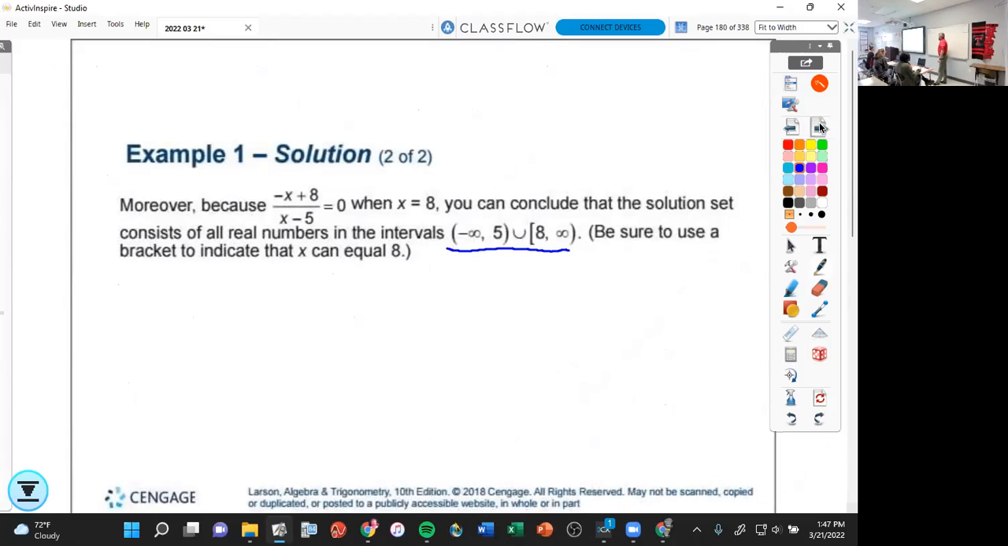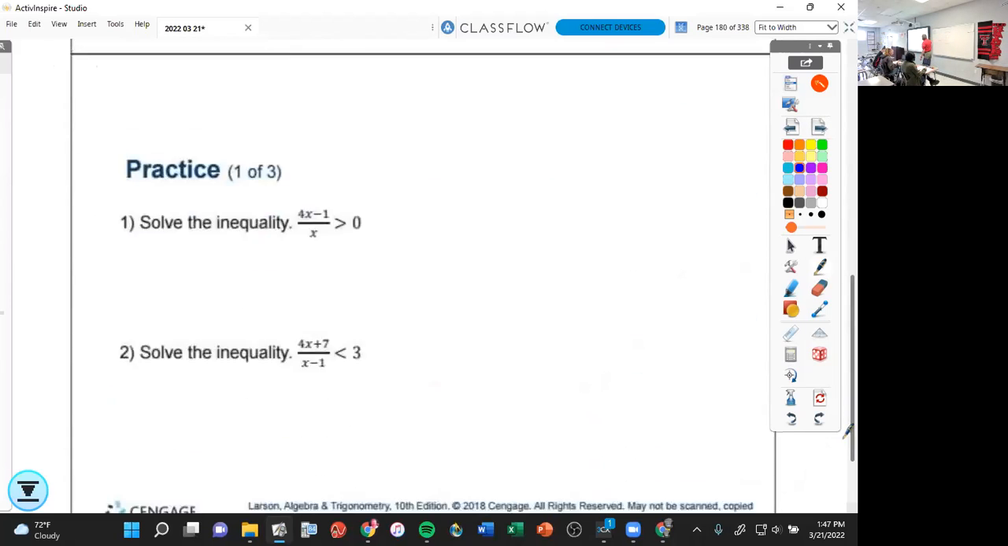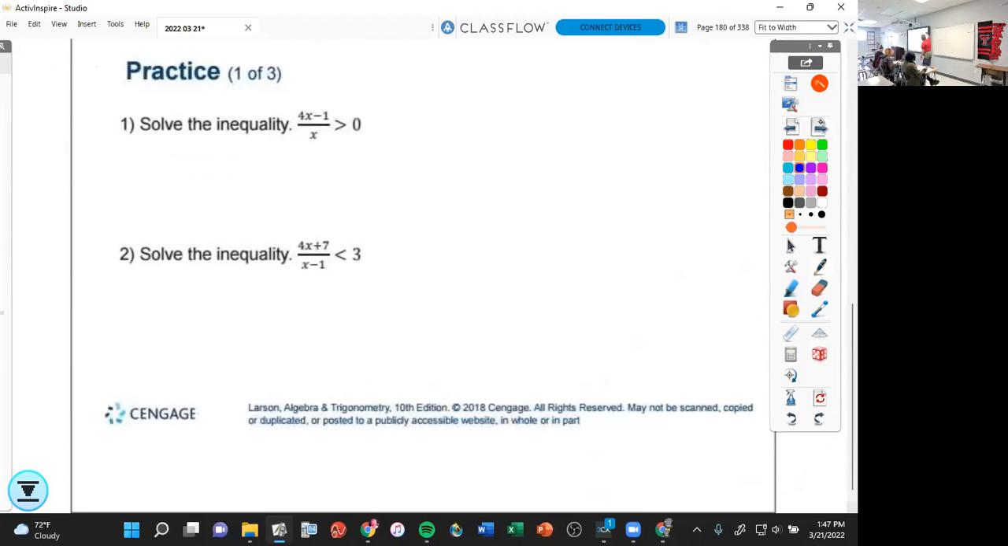Wait, so then why is there a parenthesis on the side? Because we can't divide by 0. If you plug a 5 in here, you get a 0 in the denominator. Other questions? Okay. And that's it for 1.8C.